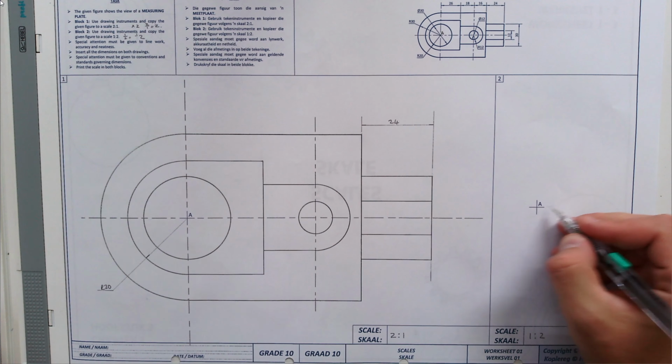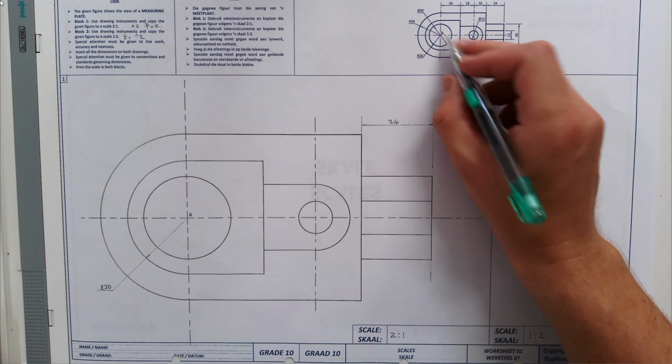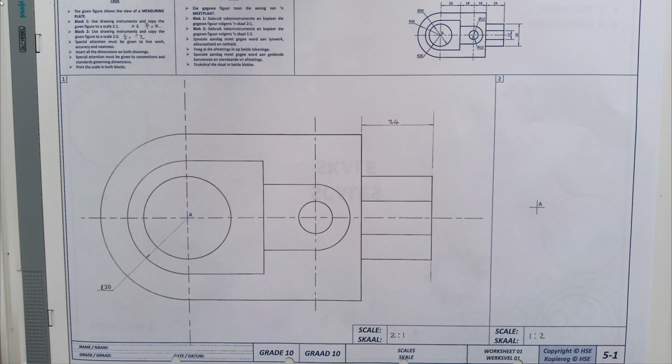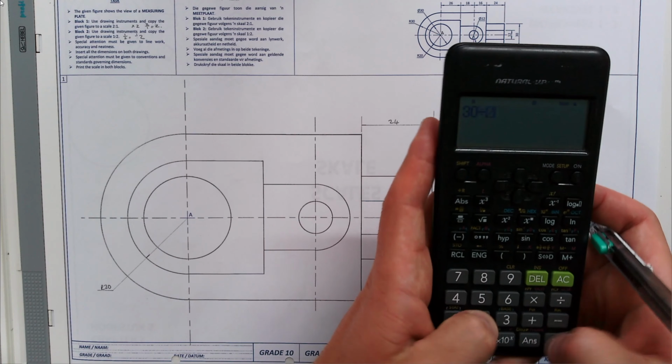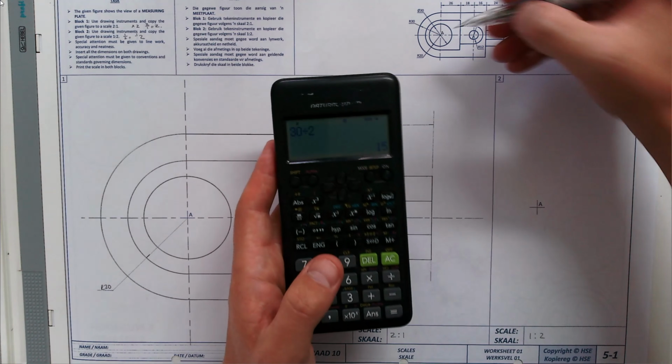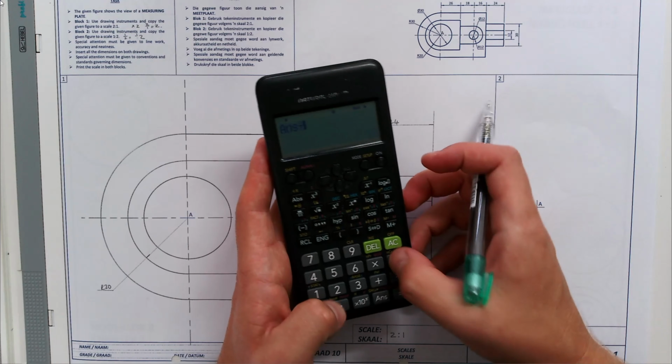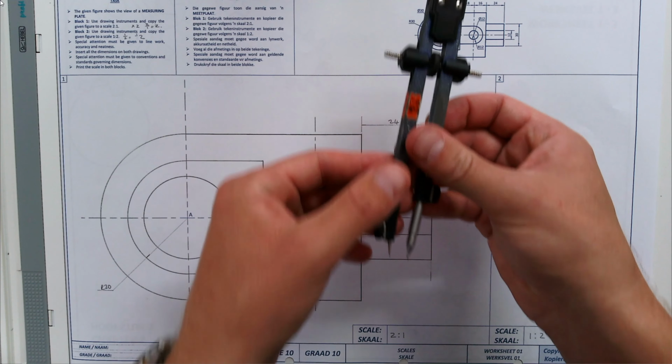We have point A here once again. In that point A, we're going to put in that circle. This circle now is going to be divided by 2. So 30 divided by 2 is 15. That is for diameter. To get half of 15, it's 7.5. So we need to take our compass and we need to set this to 7.5.